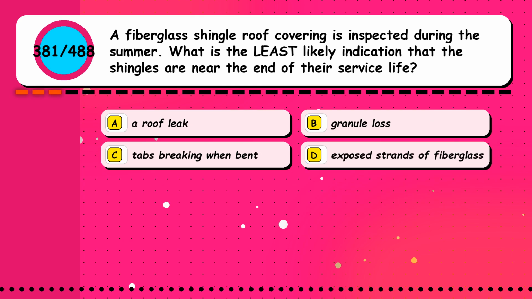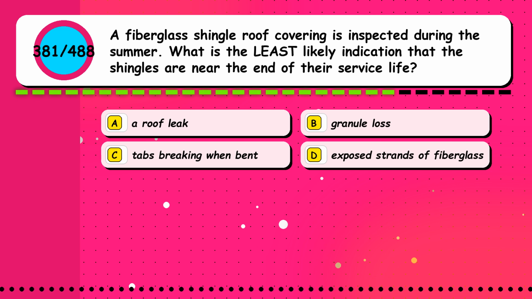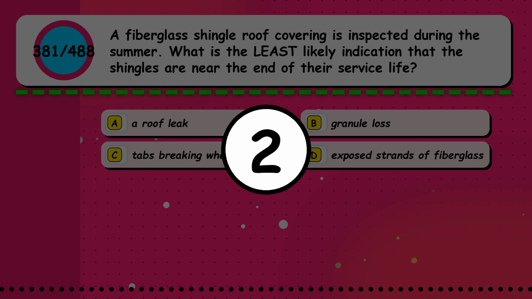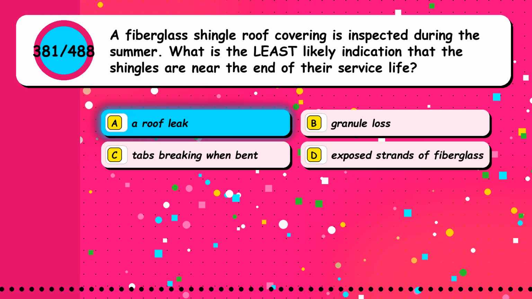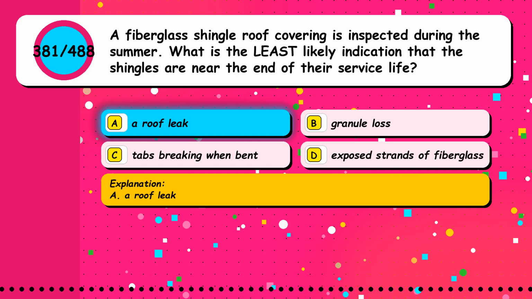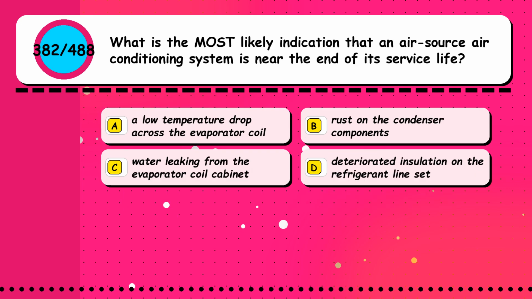Question 381. A fiberglass shingle roof covering is inspected during the summer. What is the least likely indication that the shingles are near the end of their service life? Option A, a roof leak. Option B, granule loss. Option C, tabs breaking when bent. Option D, exposed strands of fiberglass. The correct answer is option A, a roof leak.